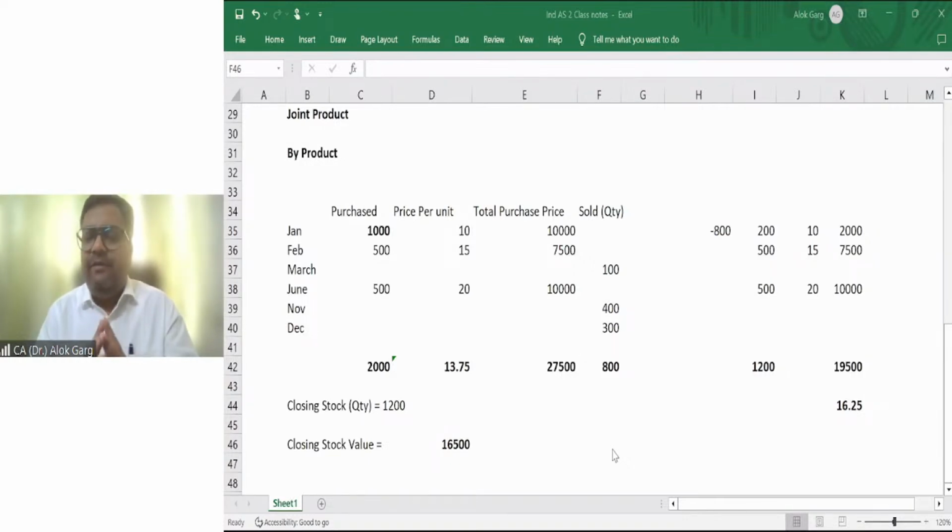I hope this FIFO and weighted average is clear to all of you. Is it clear to all of you or not? It is simple. What we have learned in CA Intermediate, this is the same method.